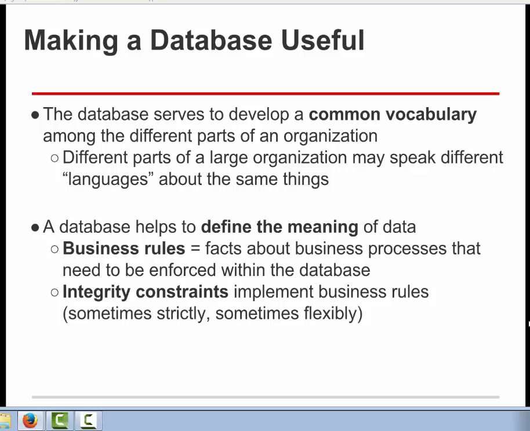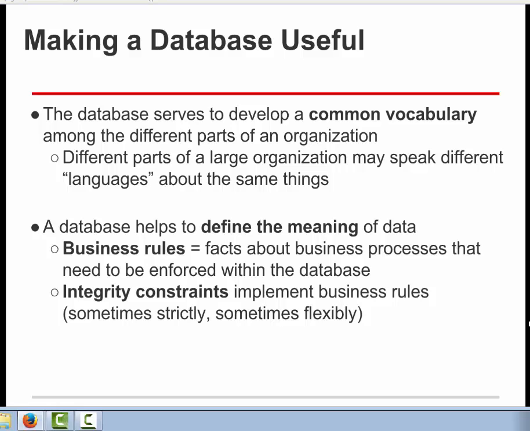More importantly than that, perhaps, is that a database helps to define the meaning of data. What does data mean? Well, in business speak, we talk about business rules. These are facts about business processes that need to be enforced within a database. As a simple example, consider Penn State. It stores information about you as students in its large database. An example of a business rule would be the fact that your birth date has to be something reasonable. In other words, your birth date can't be 7/4/1776. That just wouldn't make sense.